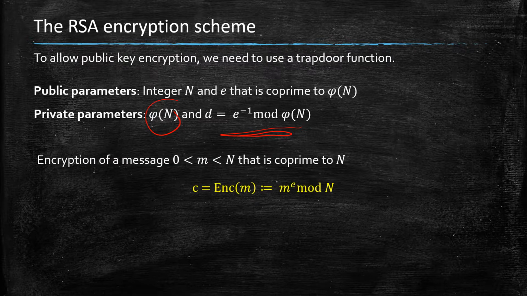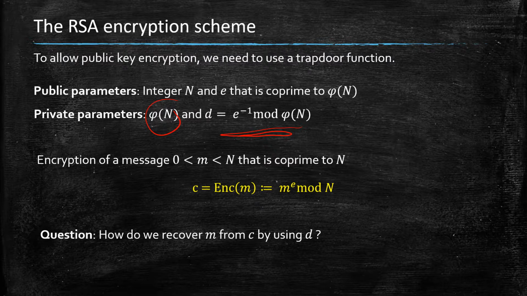Now here's how you encrypt a message. It is simply raising m to the power e reduced mod n. How can we possibly recover m simply from the ciphertext and the exponent?